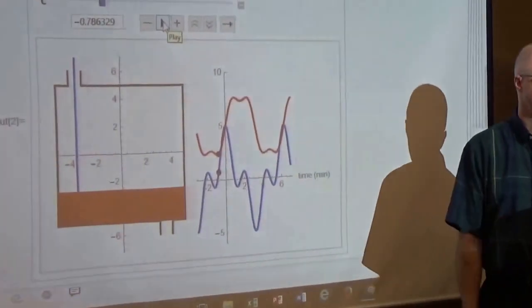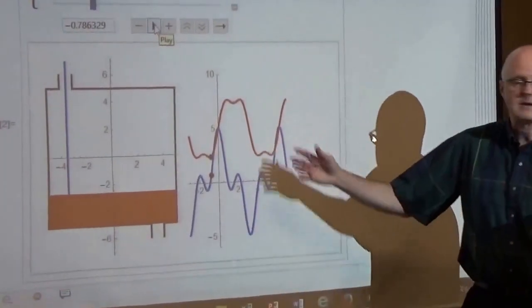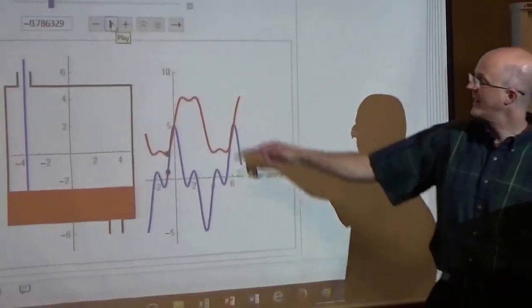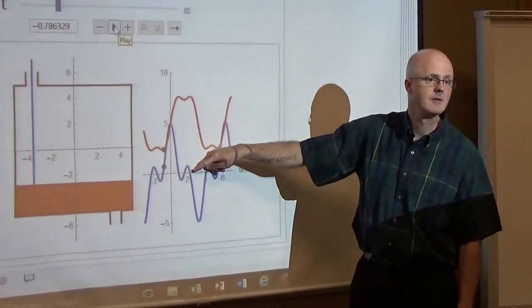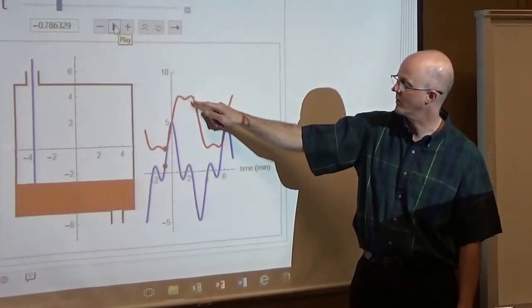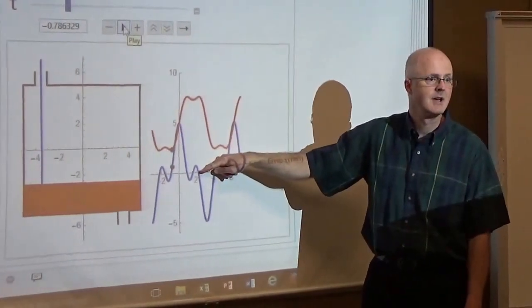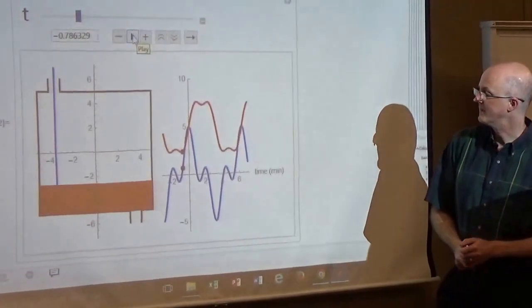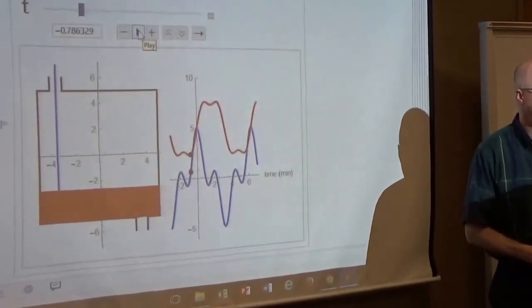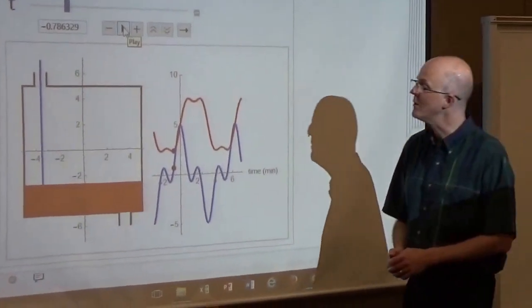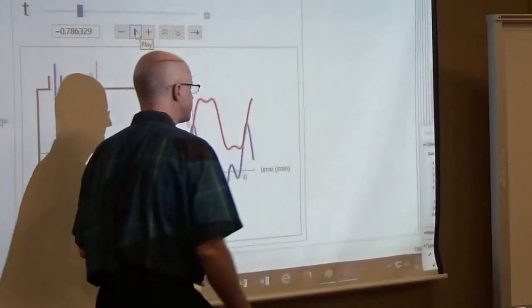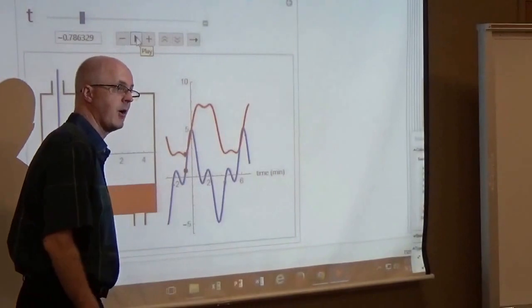The blue is the derivative of the red. It's the rate of change of the red. Where the red has a slope of 0 like there, the blue graph has a value of 0. Critical points for the red correspond to the zeros for the blue. Conversely, if the blue is the derivative of the red, the red must be the integral of the blue. If I integrate the blue over any interval of time, it'll give me the change in the red over that same interval.